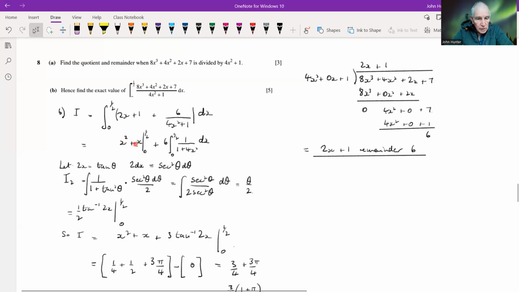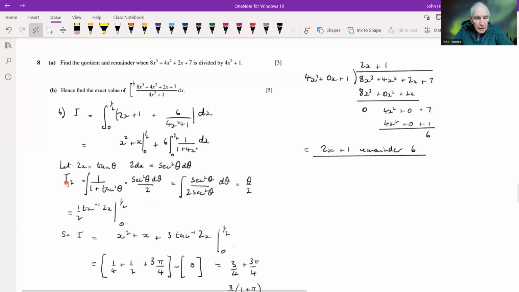Now, this first bit's obviously pretty straightforward. This is going to integrate to x squared plus x, evaluated between 0 and a half. And then this bit here, well, 6 is just constant. We take that outside. It's going to be the integral between 0 and a half of 1 over 1 plus 4x squared. Now, this form of integral is basically a trig substitution. So let's just see if we substitute 2x by tan theta, meaning therefore that 2dx, differentiating each side, is equal to sec squared theta d theta.